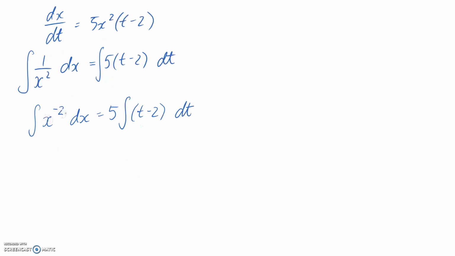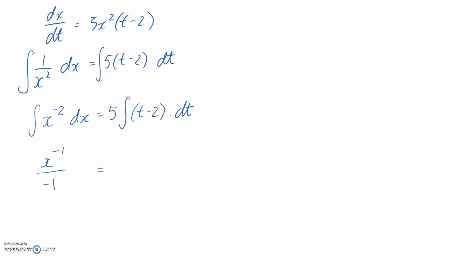Alright, so keeping on going here. This is now a simple case where all I need to do to integrate is add 1 to the power and divide by the new power. So if I do that, I'm going to get x. Adding 1 to the power, it's going to go to negative 1. And dividing by that new power, I'm going to be dividing by negative 1.